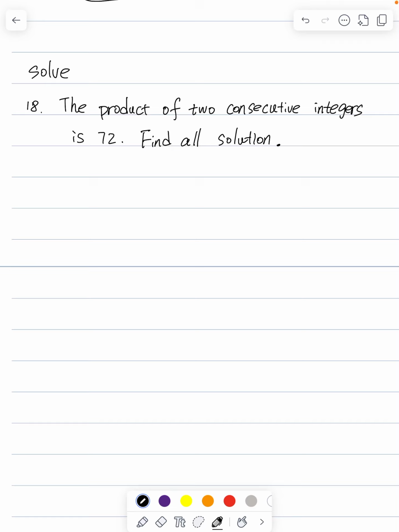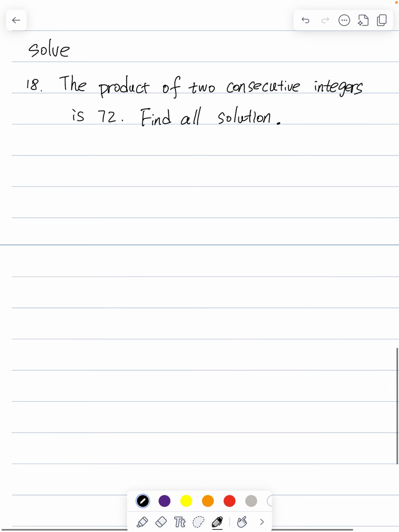Unit 9, part 3. This is still page 361. Question number 18. Solve. The product of two consecutive integers is 72. Find all the solutions. Okay, there's some vocabulary we need to clear first.